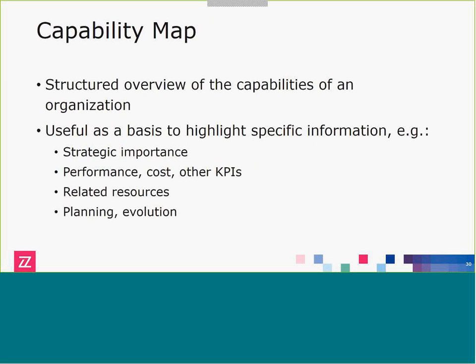So typically used in the form of a capability map. That's the most common way of drawing that. It's a structured overview of what the organization does or can do. And it's very useful to use capability maps because you can map all kinds of other information onto them. Say the strategic importance of certain capabilities, or the risks associated with them, or performance, or other KPIs. You can relate all kinds of resources to them, and of course use it for planning purposes.